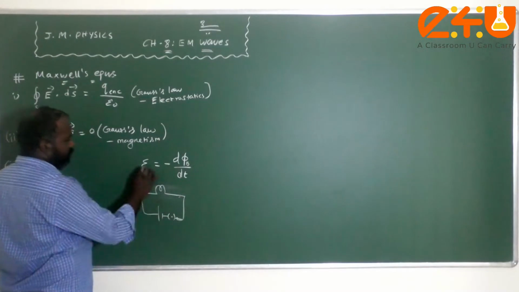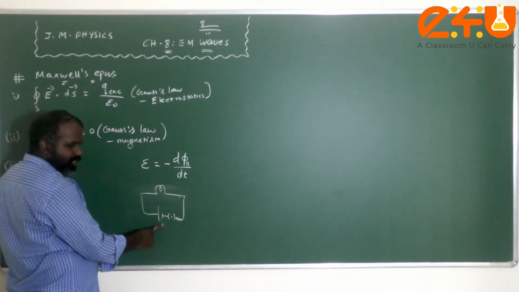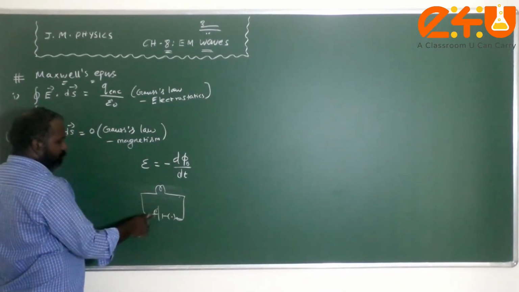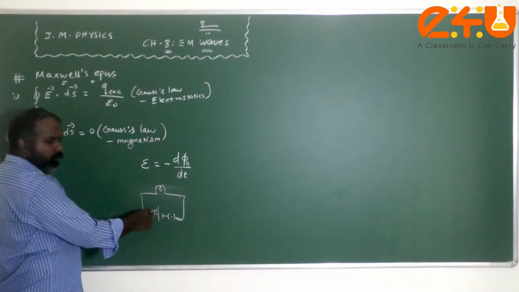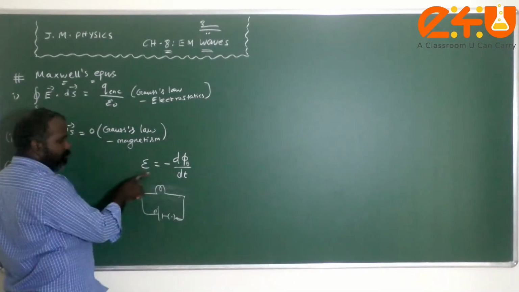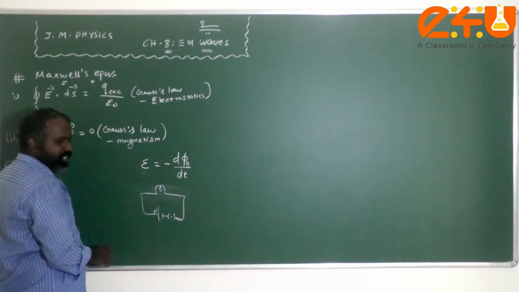So what does this EMF mean? Work done by the battery to move the electron, say, from one end of the circuit to another end of the circuit. That means work done to move a charge in a closed path or closed loop. That is nothing but what, children? Voltage or EMF.